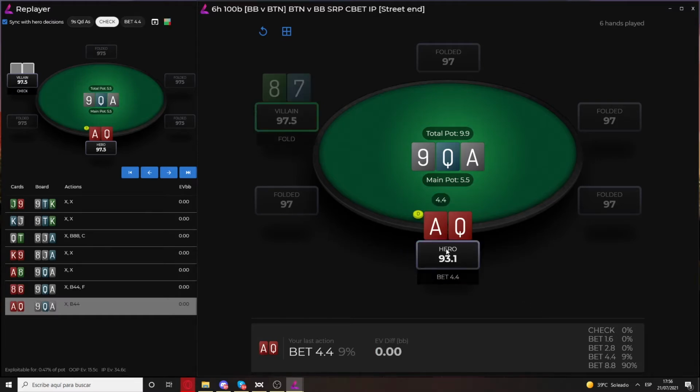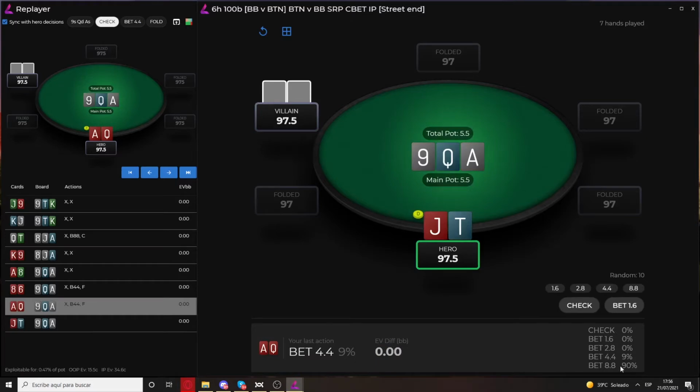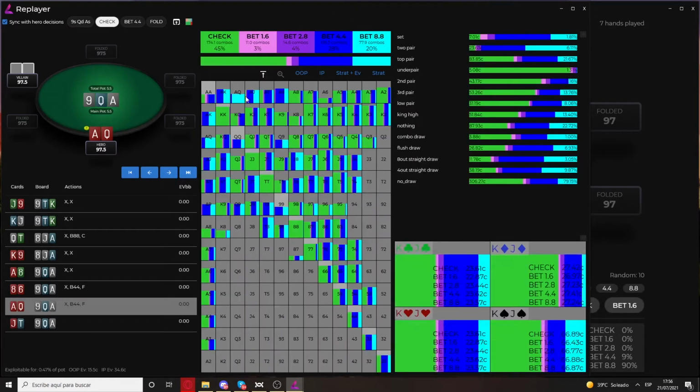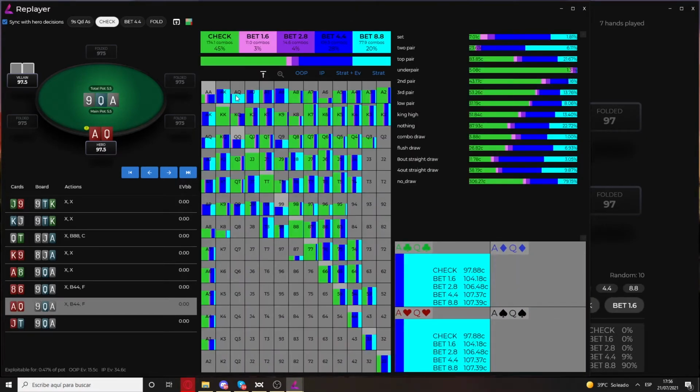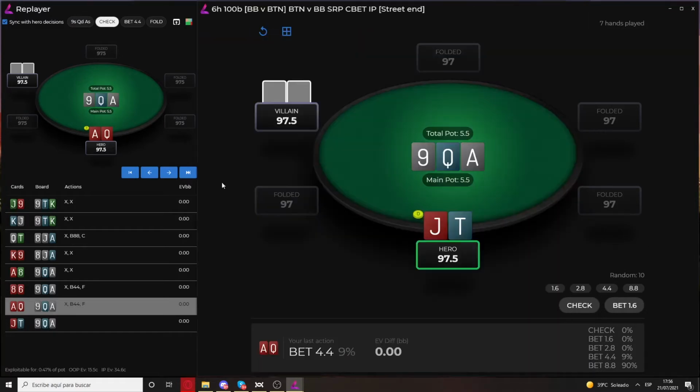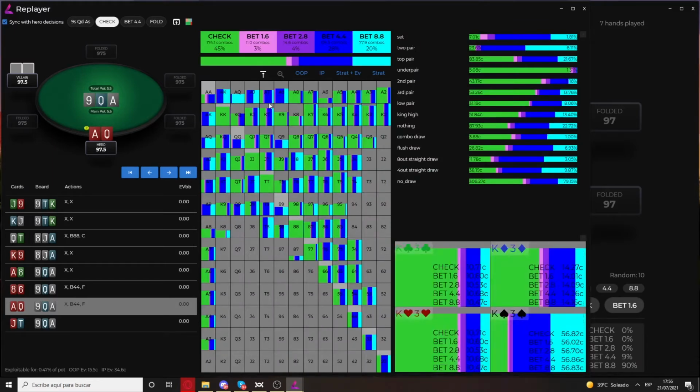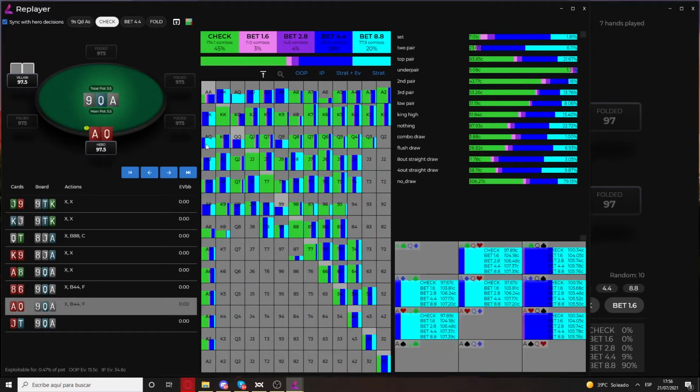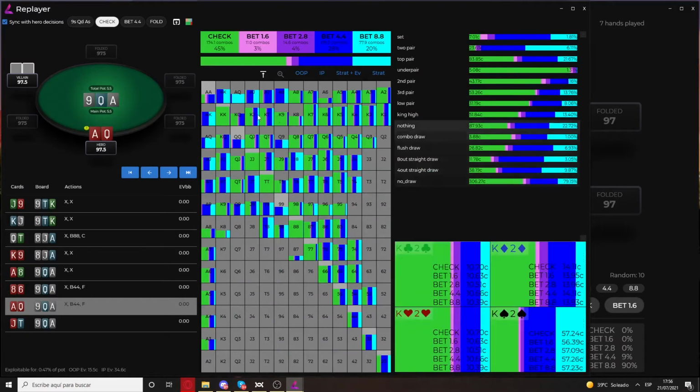Yeah, it's actually not even bet for the 4.4 at that frequency. It's just almost always big. But yeah, the important thing to note there is that no checking at all. There's no checking at all.